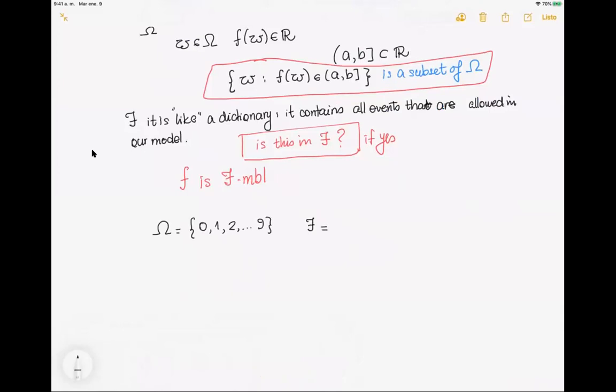I am going to consider a particular information structure. The information structure is going to be the empty set, the whole of omega, and 2 sets which partition omega. A1 will be the even numbers, so it's going to be 0, 2, 4, 6, and 8. And A2 is the odd numbers.